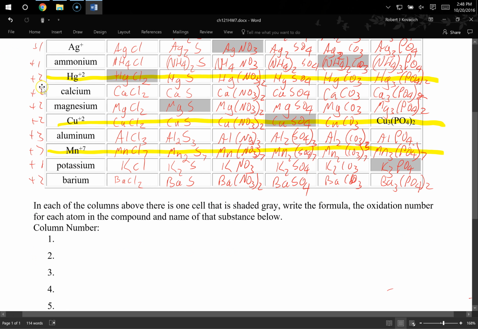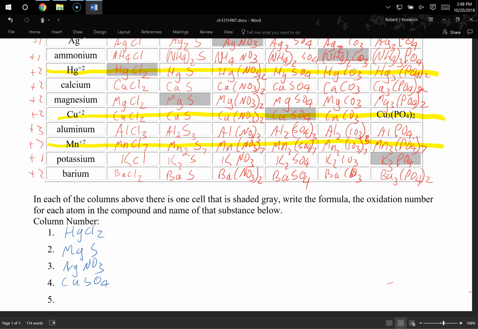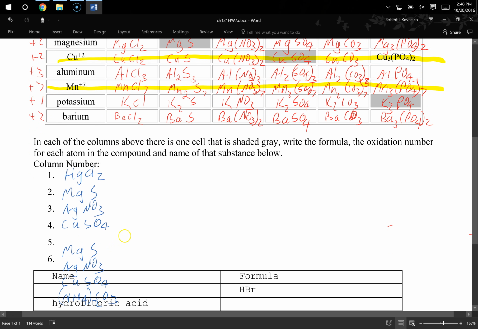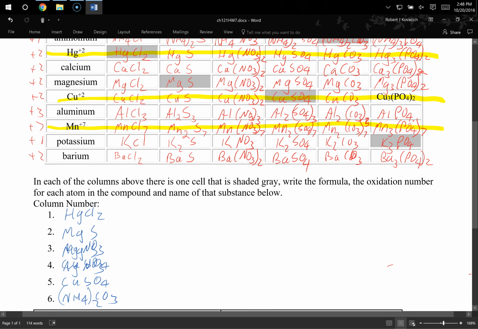All right, so we got these gray ones here. Got HgCl2, MgS, AgNO3, CuSO4, NH4CO3, and KP. What happened? What's going on? Are you seeing that too? Yeah. Stop it.